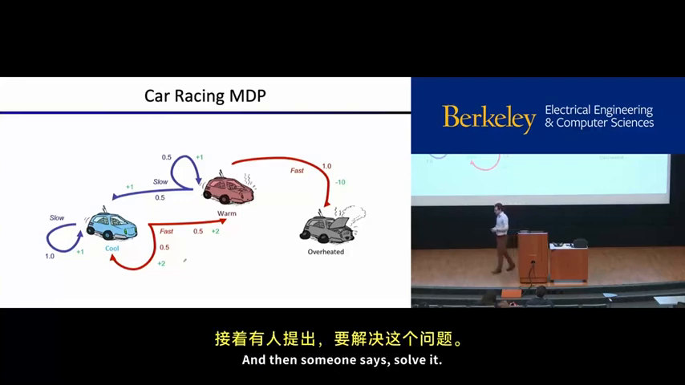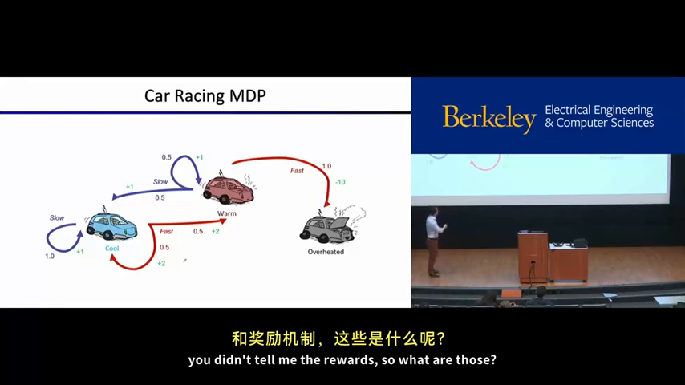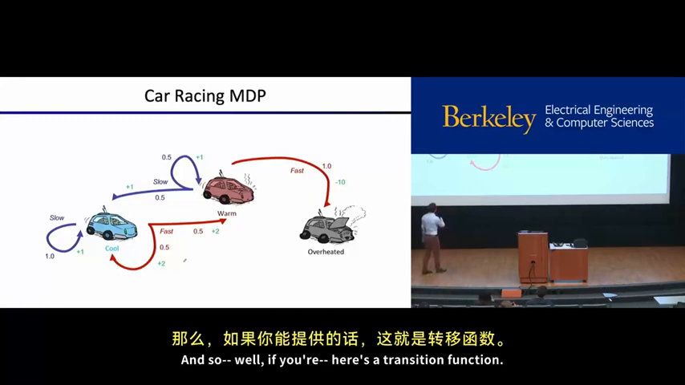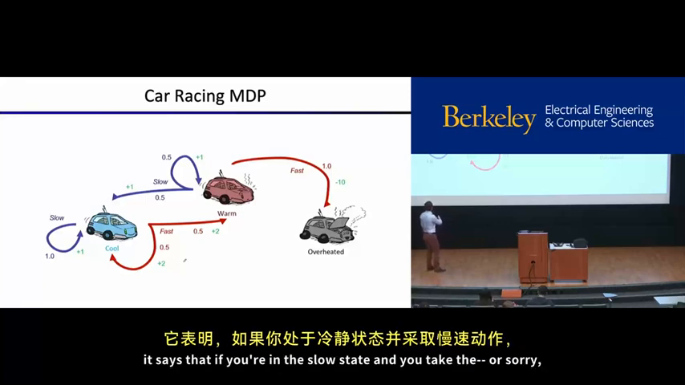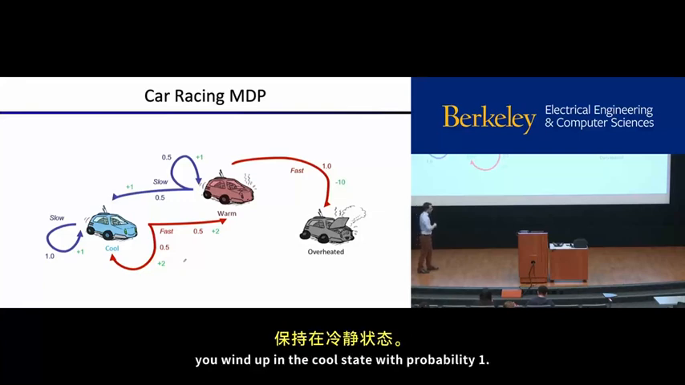And then someone says, okay, solve it. And I say, okay, well, you didn't tell me the transition dynamics. You didn't tell me the rewards. So what are those? And so okay, well, here's a transition function. It says that if you're in the cool state and you take action slow, you wind up in the cool state with probability 1.